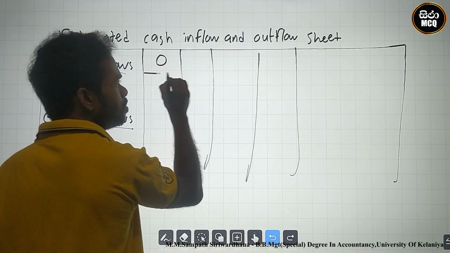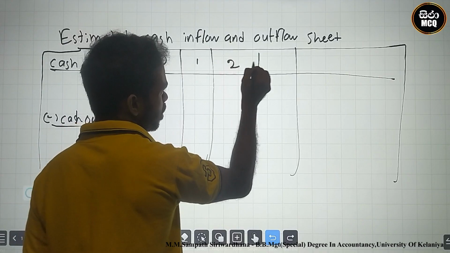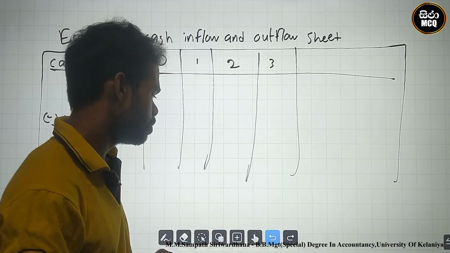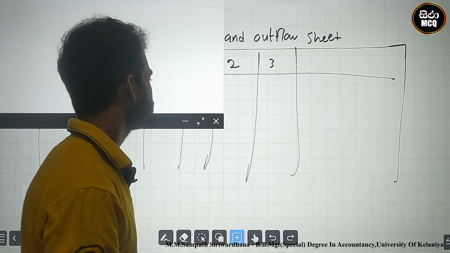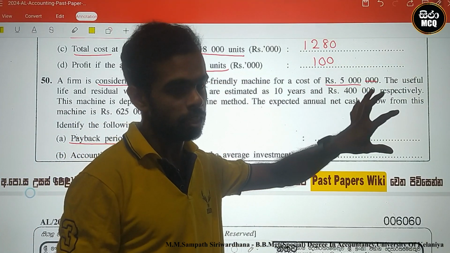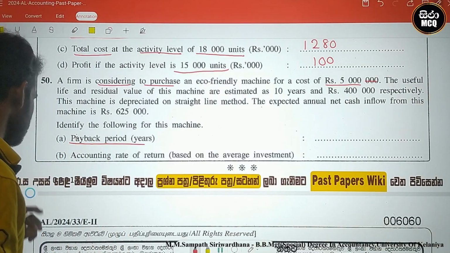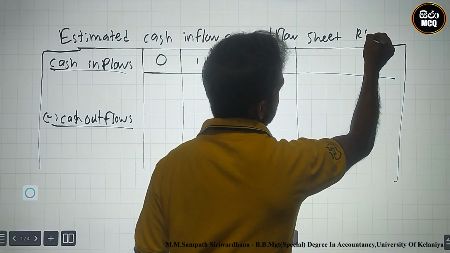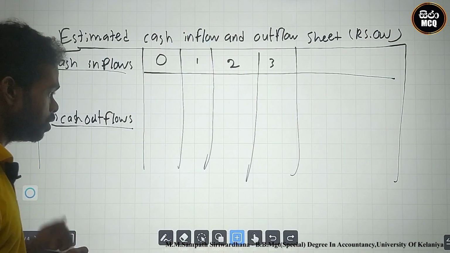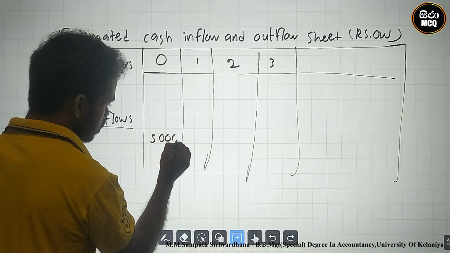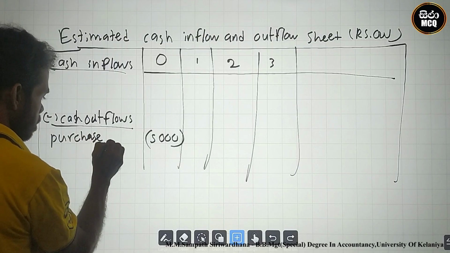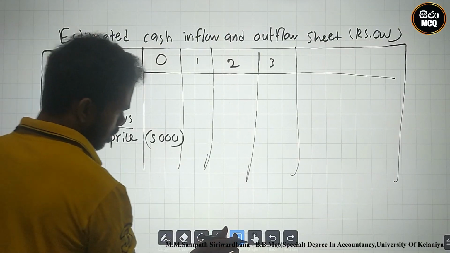Year 0 is the base year. After that, we have years 1, 2, 3, 4, and so on. The purchasing cost of this machine is 5,000, in thousands of rupees. 5,000 is the initial investment. Like that, in year 0 there is an outflow of 5,000, the purchase price.